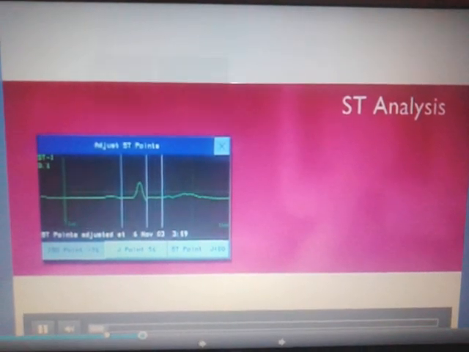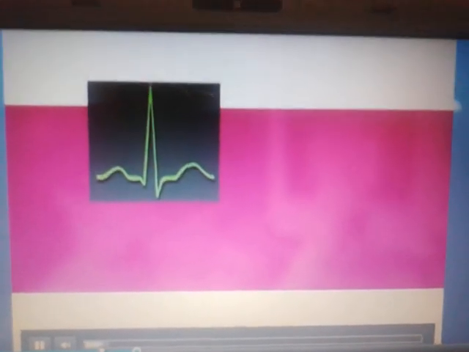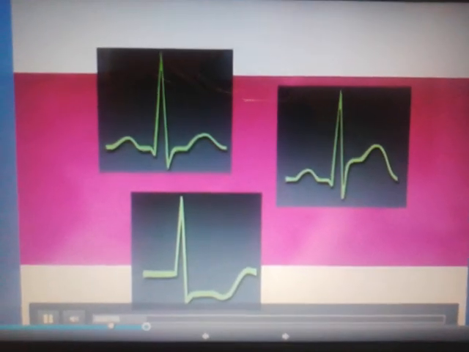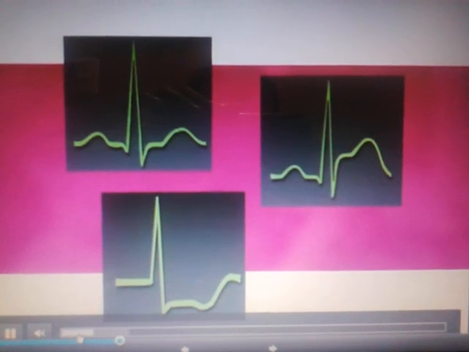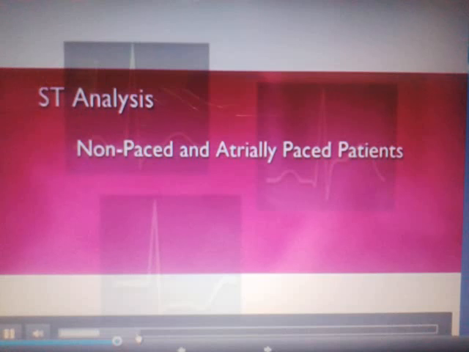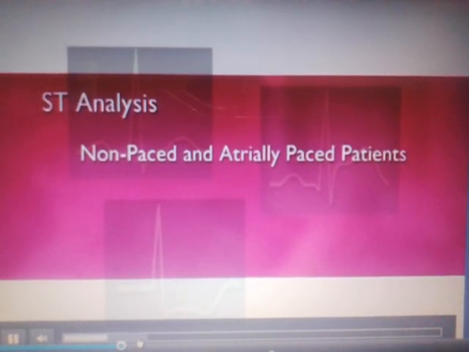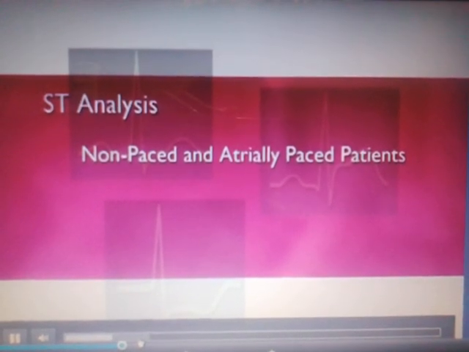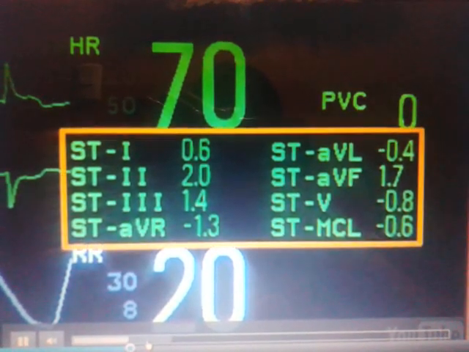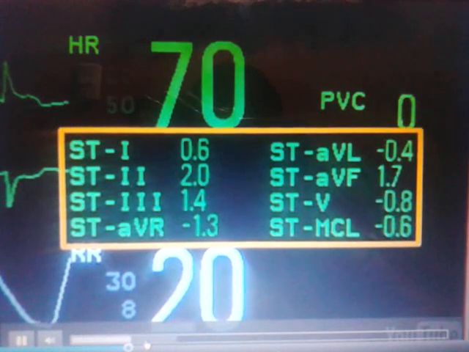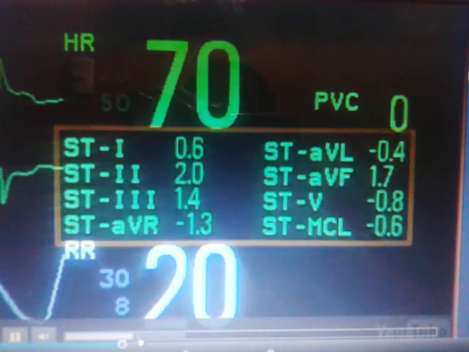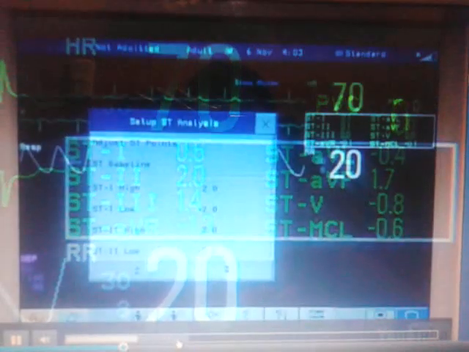ST segment monitoring allows surveillance of ST segment elevation or depression for each available ECG lead and produces alarms simultaneously. You can perform ST analysis on both non-paced and atrially paced patients. ST data displays as a value on the main screen here. A positive value indicates ST segment elevation. A negative value indicates depression. Select the ST numerics to open the ST setup window.